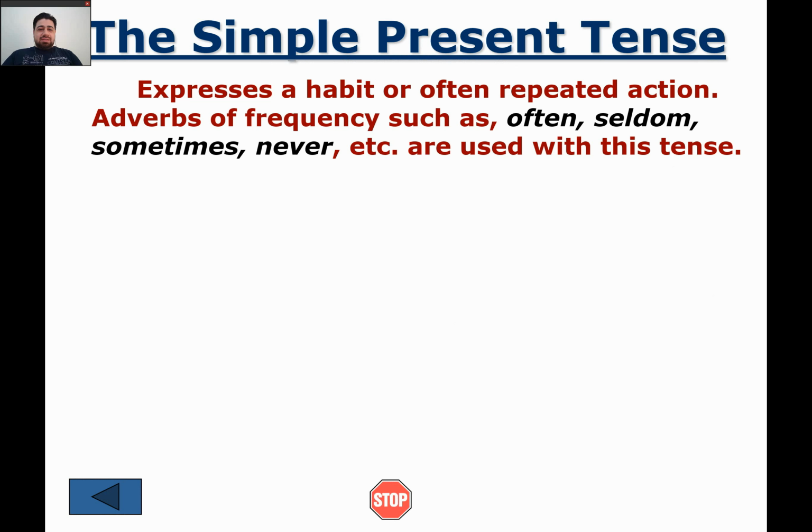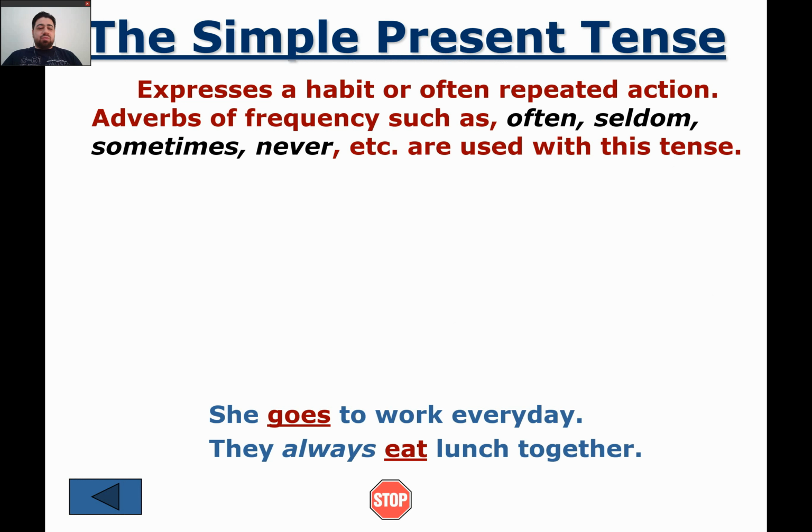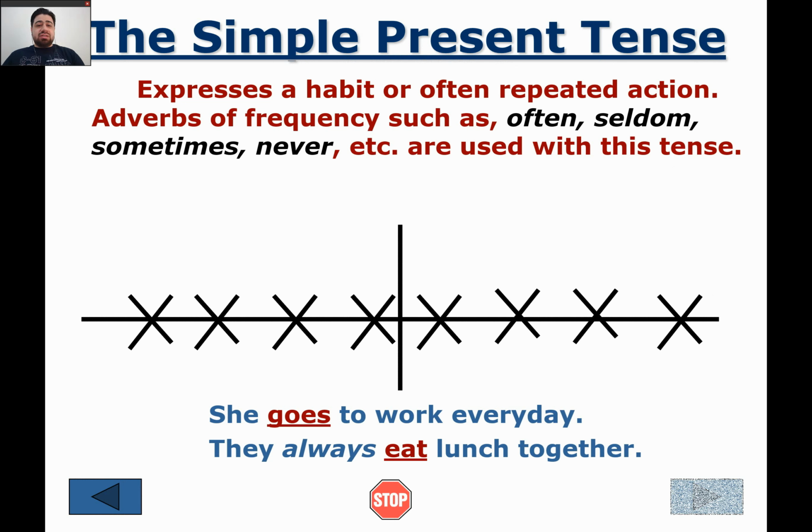The simple present tense is used to talk about habits that are often repeated, things that regularly happen every day, every week, repeated every year, every month. So something that is regularly happening. And we use words like often, seldom, sometimes, and never, and a lot more, of course, with this tense. We call these adverbs of frequency because they tell me how often this action happens.